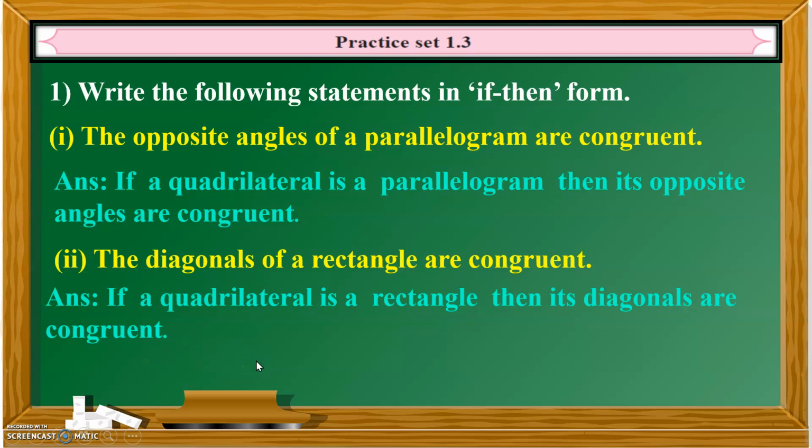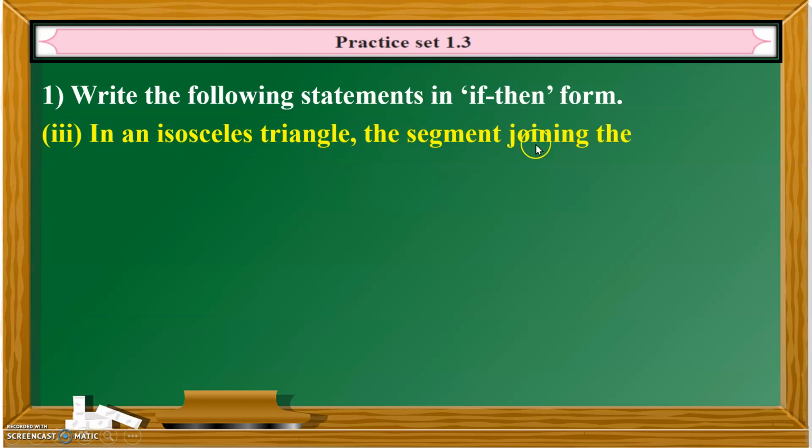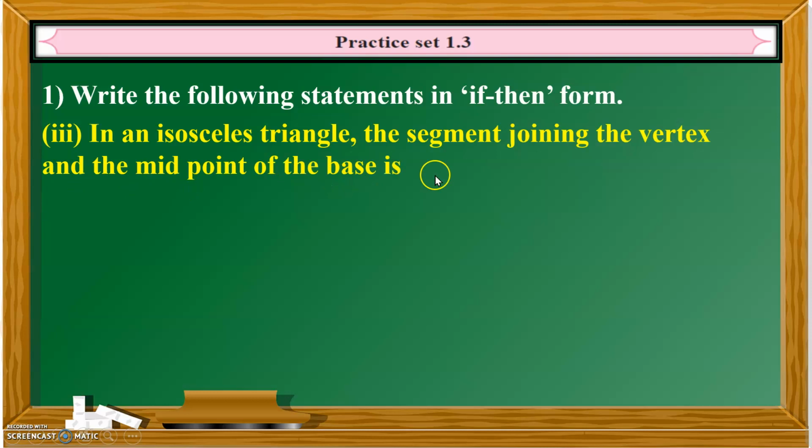Okay, students, let's go to the next question. The third question: in an isosceles triangle, the segment joining the vertex and the midpoint of the base is perpendicular to the base. A very big statement. So where will the if be and where is the then going to be?